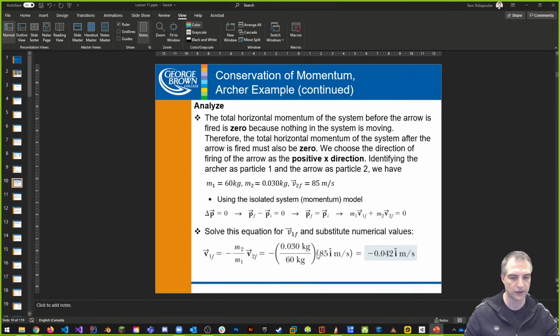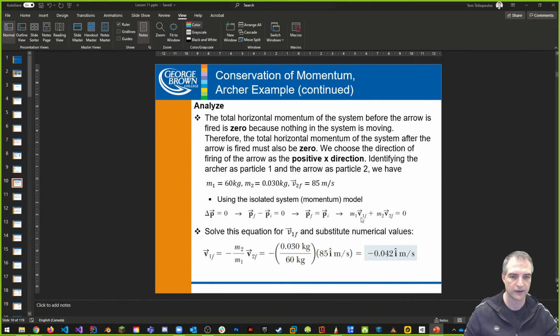When you take the ratio of masses and multiply it by the initial velocity across the x-axis only, the i component, the x component only, right? Then we get a value of negative 0.42 meters per second across the x-axis. That's the i component. Make sense? Again, all we've done is moved around the equation, right?